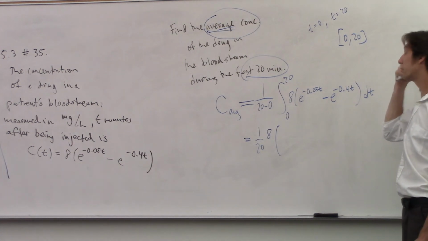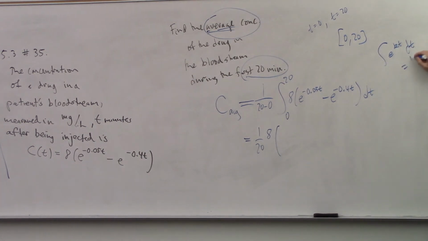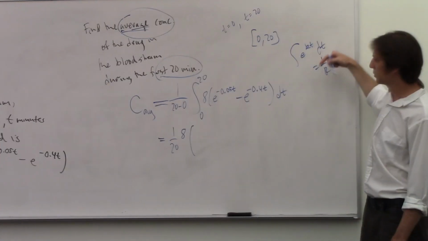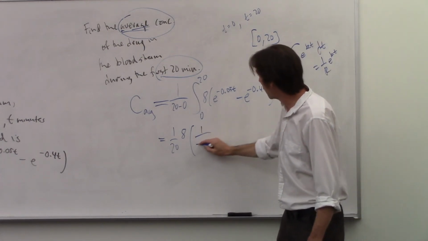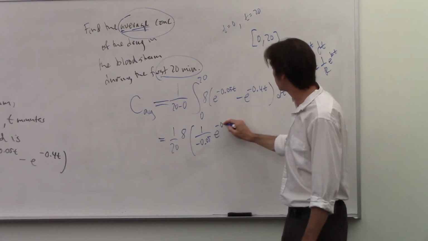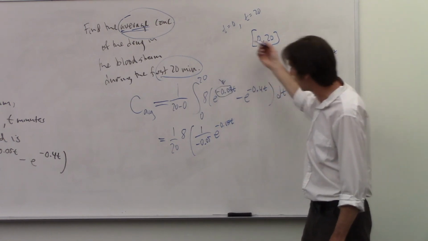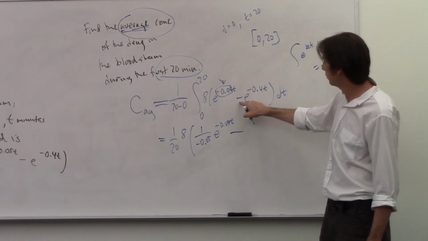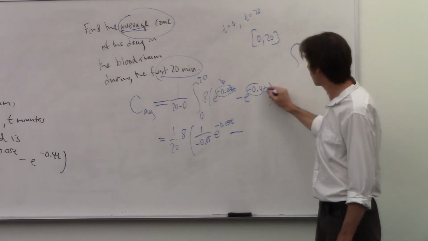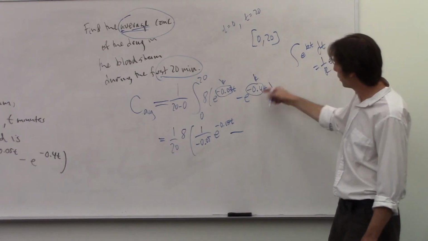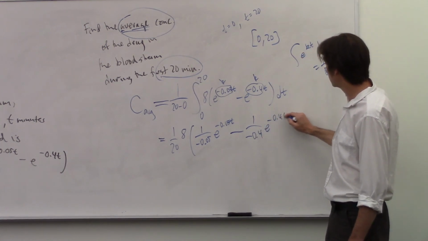We've seen in a previous section that when we integrate e to the kt with respect to t, we end up dividing by that constant coefficient, so we get 1 over k e to the kt. Here's what it looks like. I get 1 over minus 0.05 e to the minus 0.05 t. Okay, the k in this example is minus 0.05. And then I have a negative from the subtraction. When I integrate e to the minus 0.4 t, I have to do the same kind of integration. The k here, though, is minus 0.4. So I get 1 over minus 0.4 e to the minus 0.4 t.